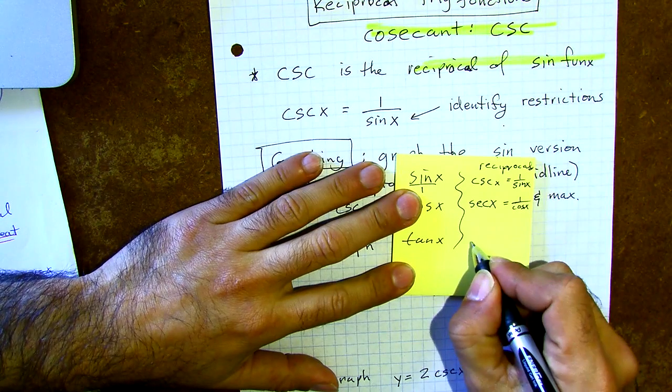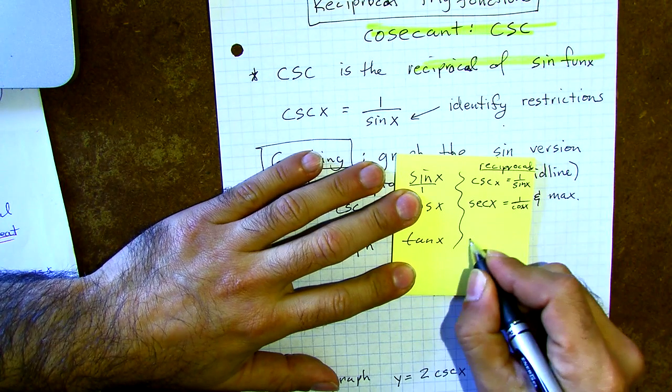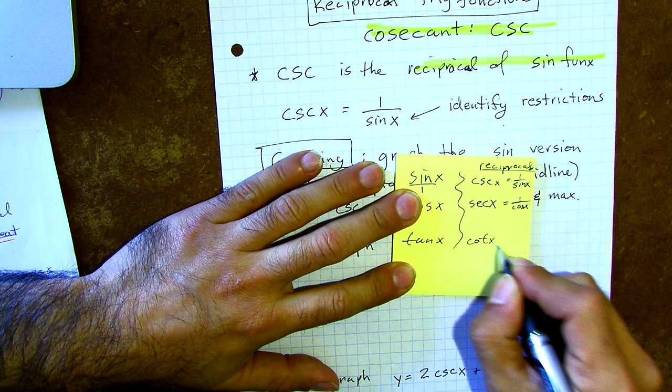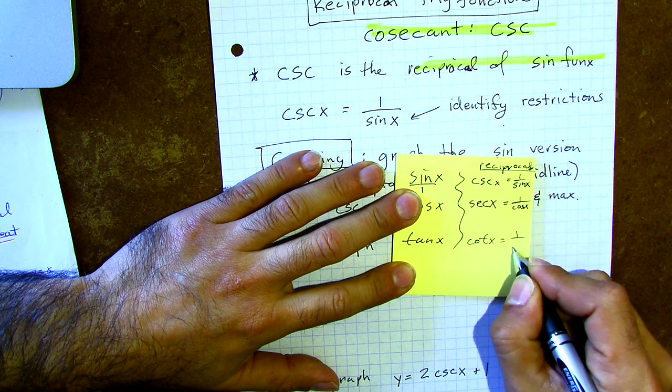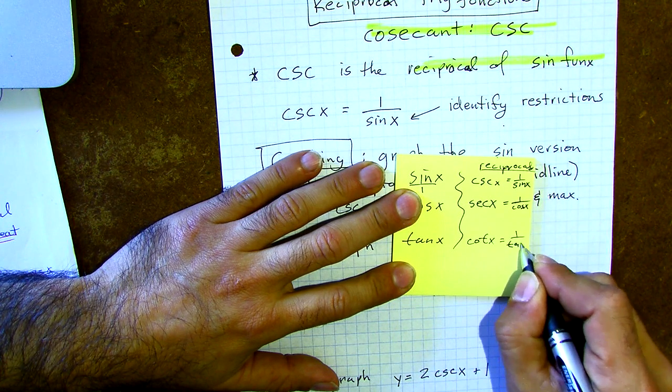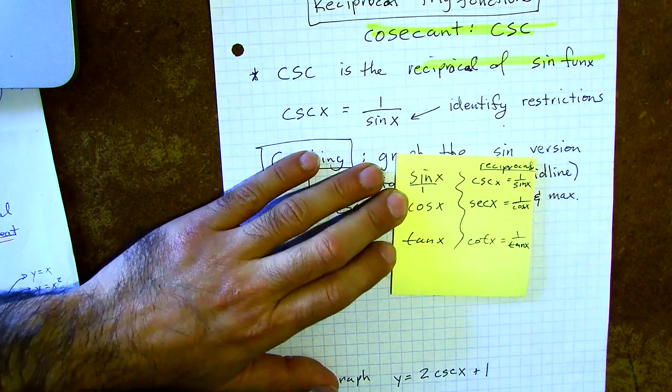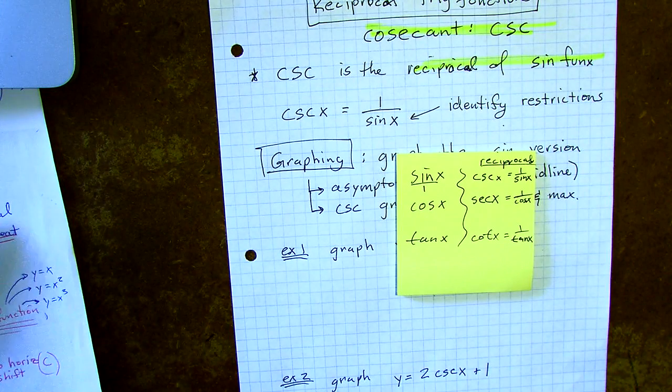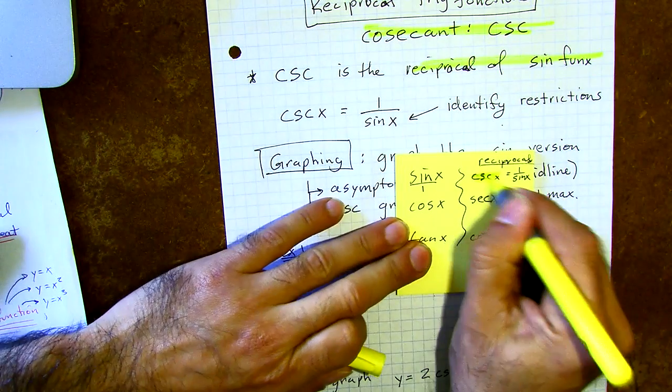The reciprocal of tangent is the cotangent. Okay, and that's just 1 over the tangent of x. So we have these three. Today we're basically just going to focus on the cosecant.